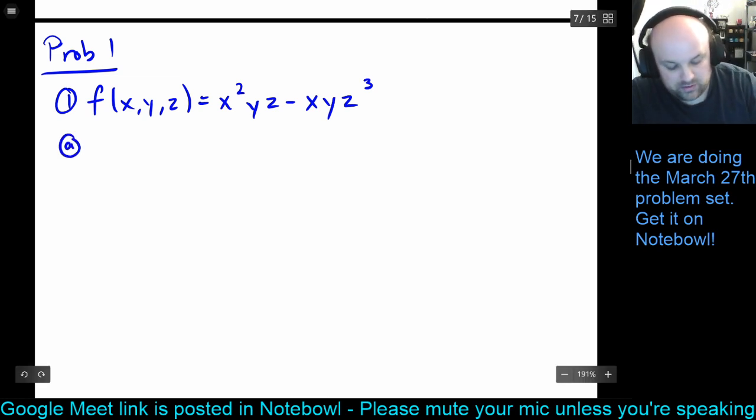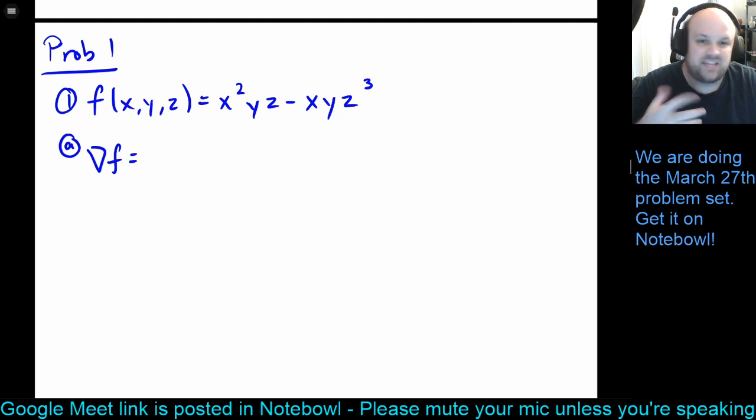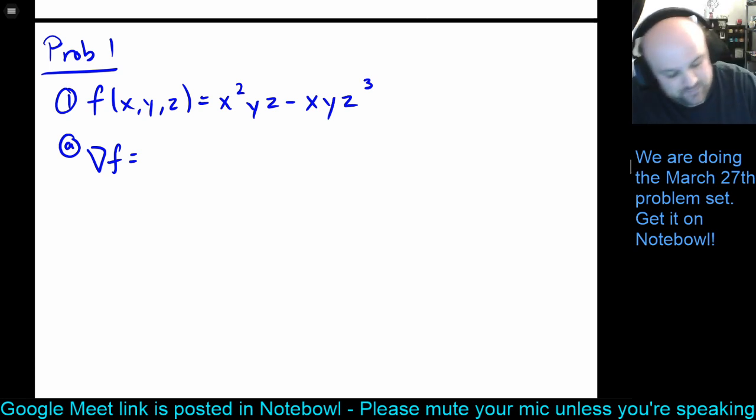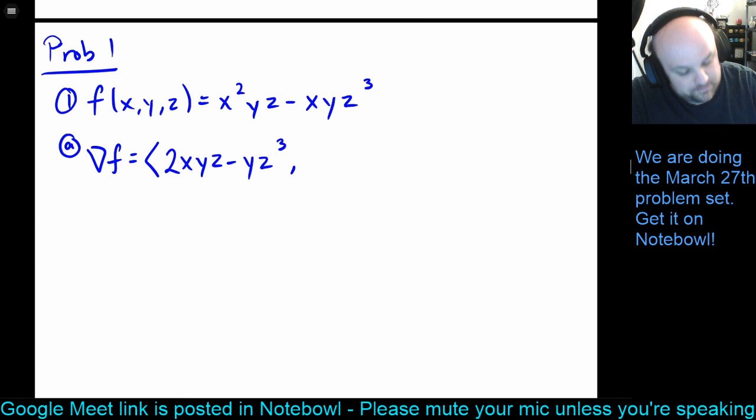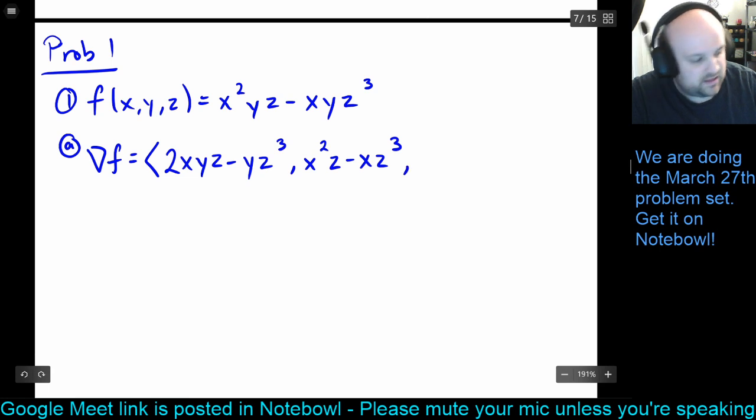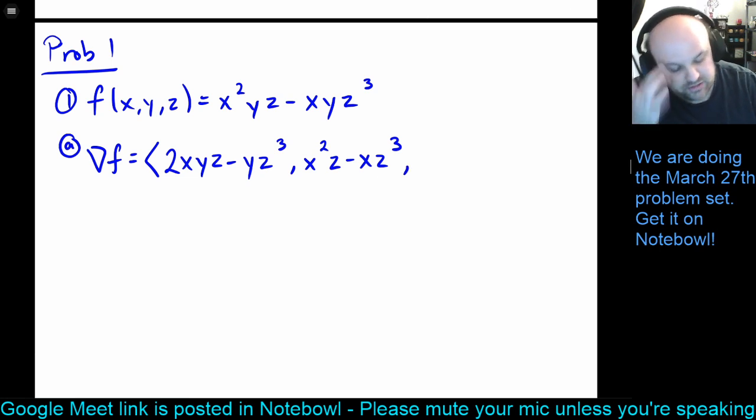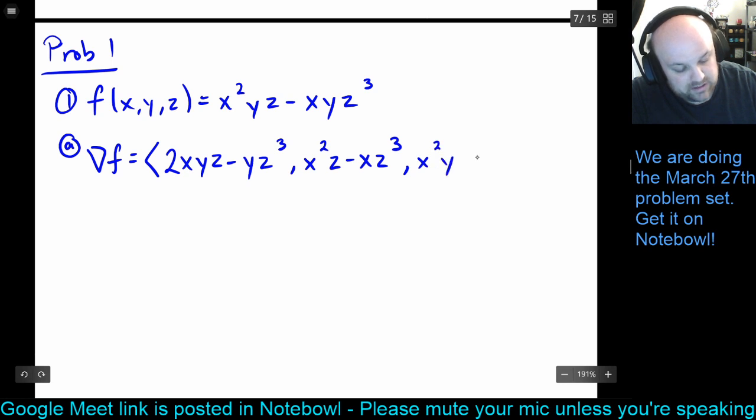All right, so computing the gradient. Remember, all we're doing here is just taking all the partial derivatives of the function and lining them all up in a vector. So take the derivative with respect to x, we get 2xyz minus yz cubed. Take the derivative with respect to y, we have x squared z minus xz cubed. And take the derivative with respect to z, and we have x squared y minus 3xyz squared.